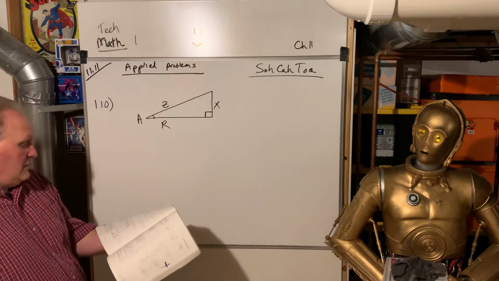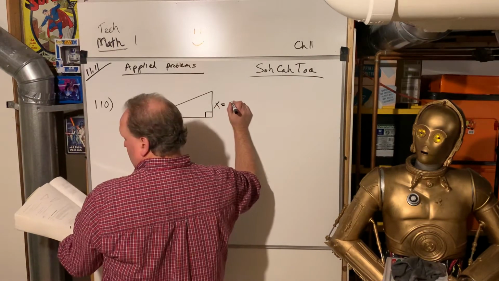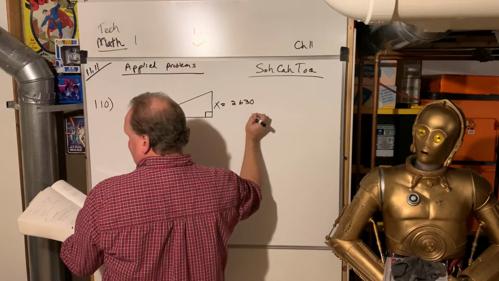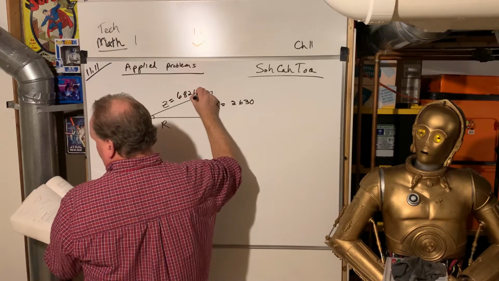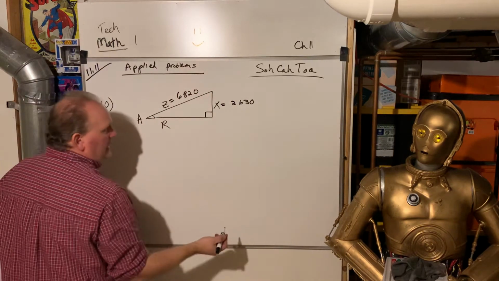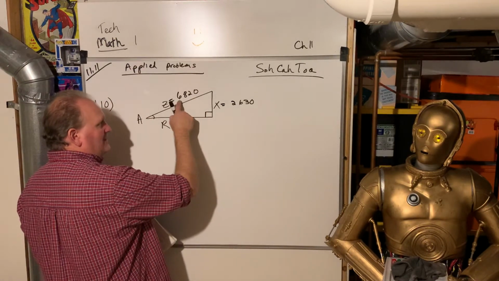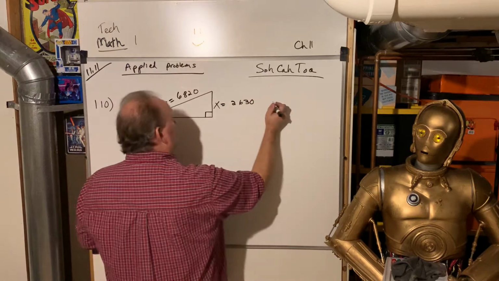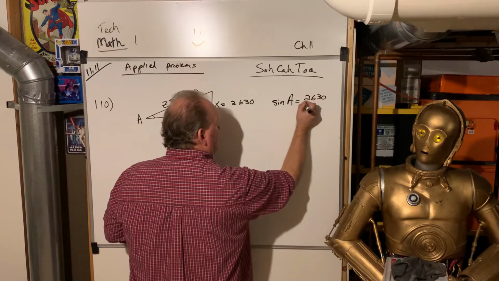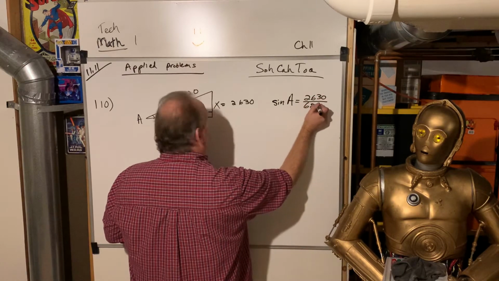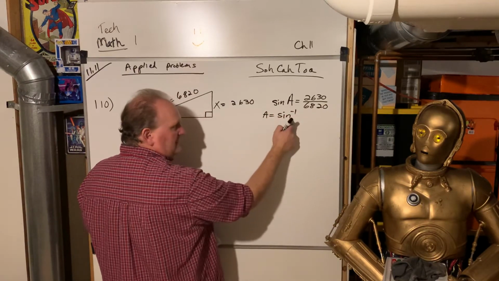Okay, and so in a particular circuit, X is equal to 2,630, Z is equal to 6,820, and they want me to find angle A. So that's just going to be opposite and hypotenuse, the sine. We're going to use the sine of angle A is equal to 2630, opposite over hypotenuse, 6820. And then we're going to use the arcsine, the sine with the little -1 there.